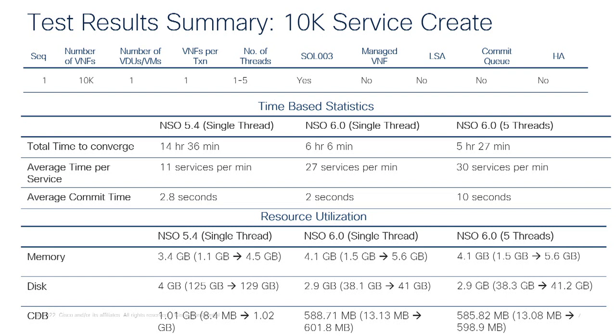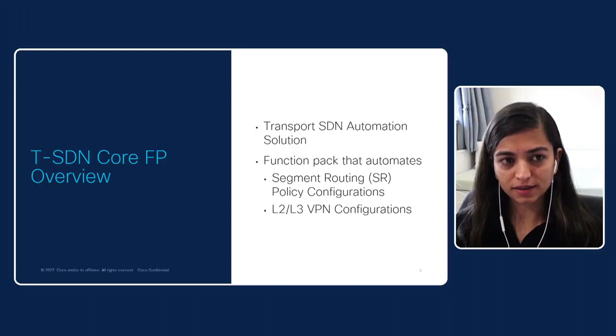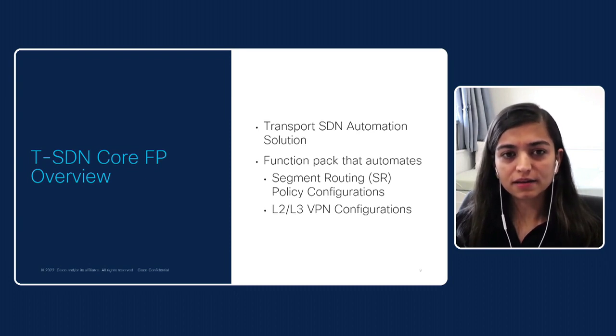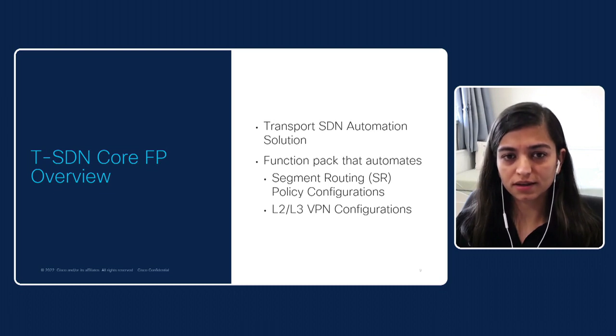Now, let's look at the T-SDN core function pack, which is the PNF orchestration, a physical network function orchestration. This core function pack is an automation solution for transport SDN. It essentially has a few automation functions, one of which is to configure segment routing policies like SRODN and SRTE on physical devices or the XR routers. And the other one is configuring L2 or L3 VPN configuration. For this particular test, we are going to focus on segment routing configurations, or the policy configurations, on the XR router.